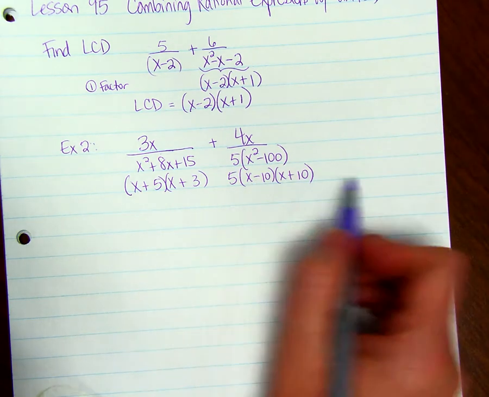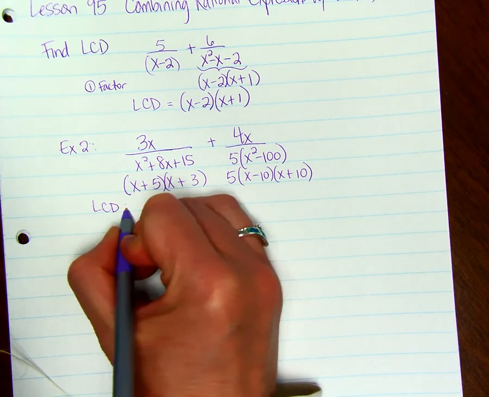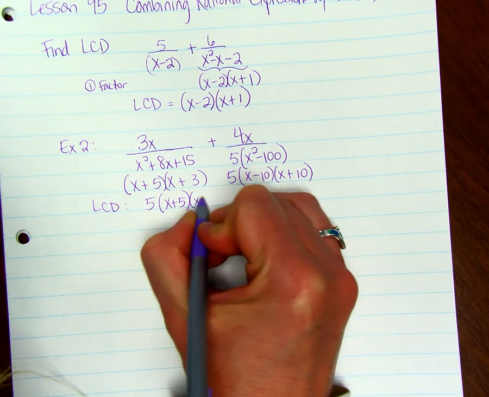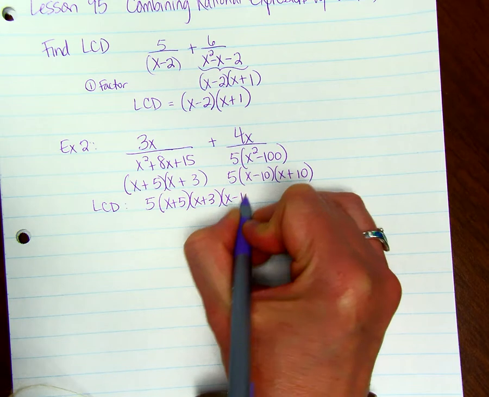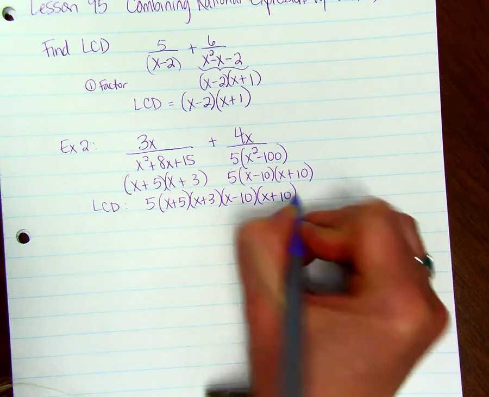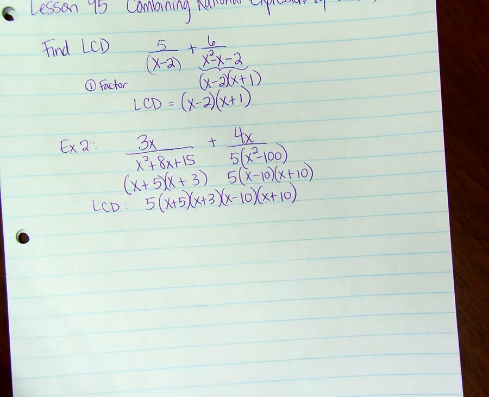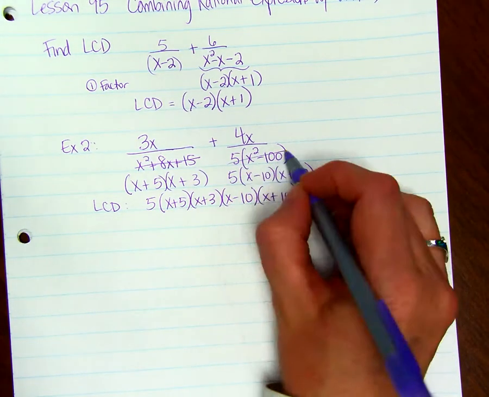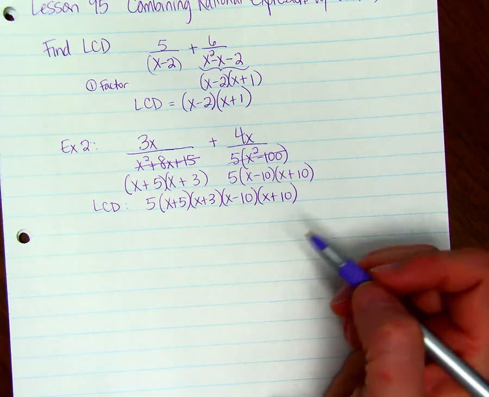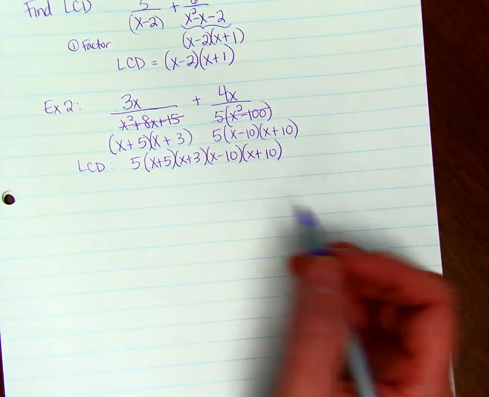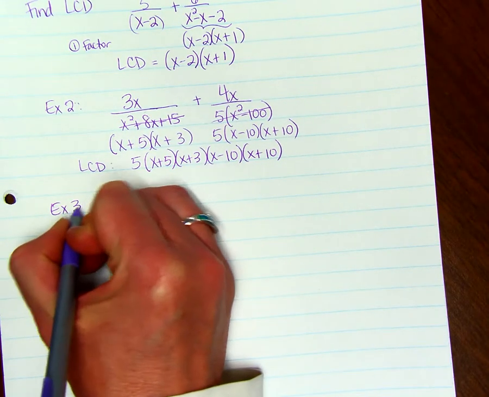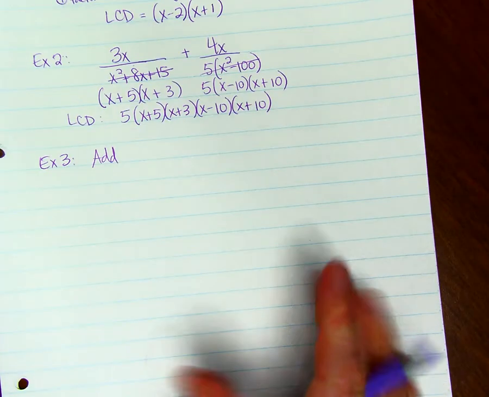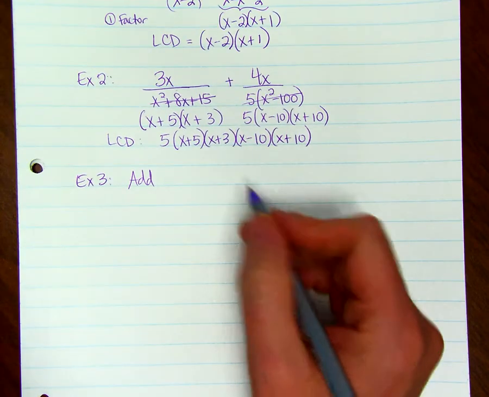So all of these factors are different. Our least common denominator needs to have a 5, an x plus 5, an x plus 3, an x minus 10, and an x plus 10 in the denominator. That's what we would need to use in order to add these two fractions together. I'm going to cross these off so you know that that's our new denominator. Once you know how to find the least common denominator, then you can get the fractions to have the same denominator, and then you can add them together.